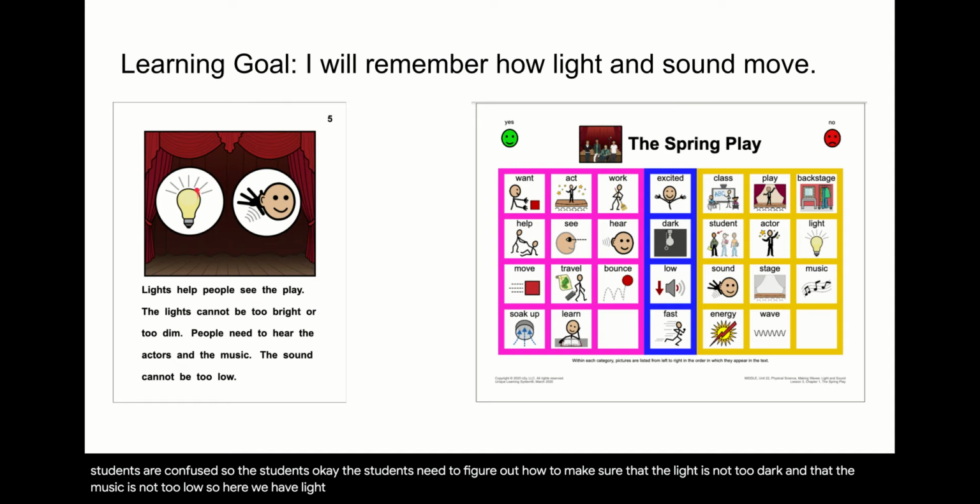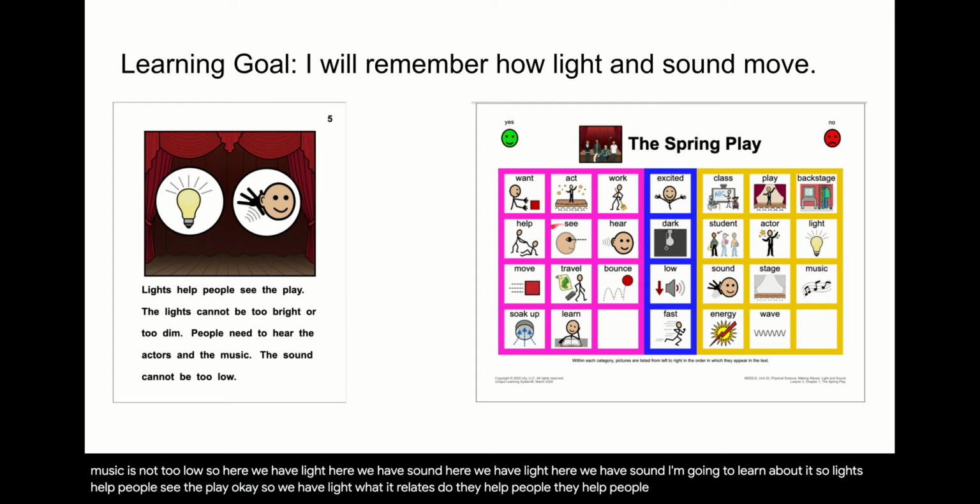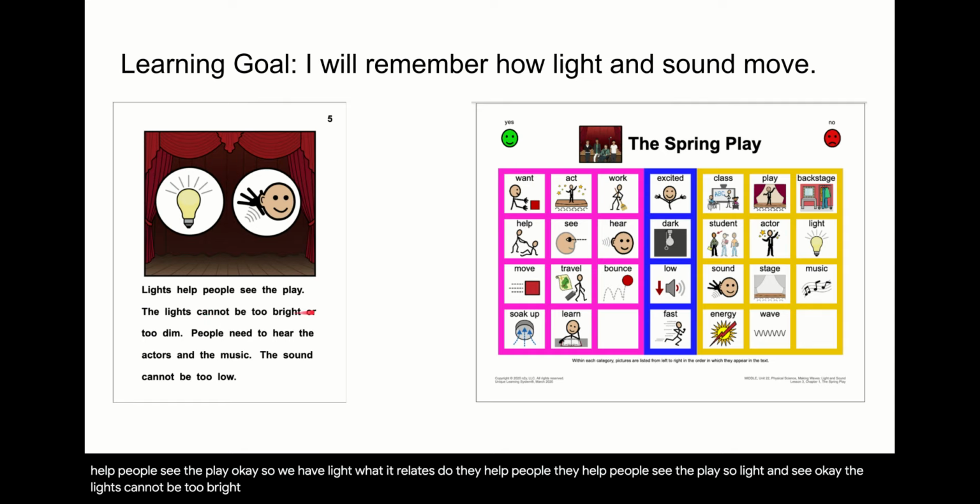So here we have light, here we have sound, here we have light, here we have sound, and we're going to learn about it. Lights help people see the play, okay? So we have light. What do lights do? They help people see the play. So light and see, okay? The lights cannot be too bright or too dim.